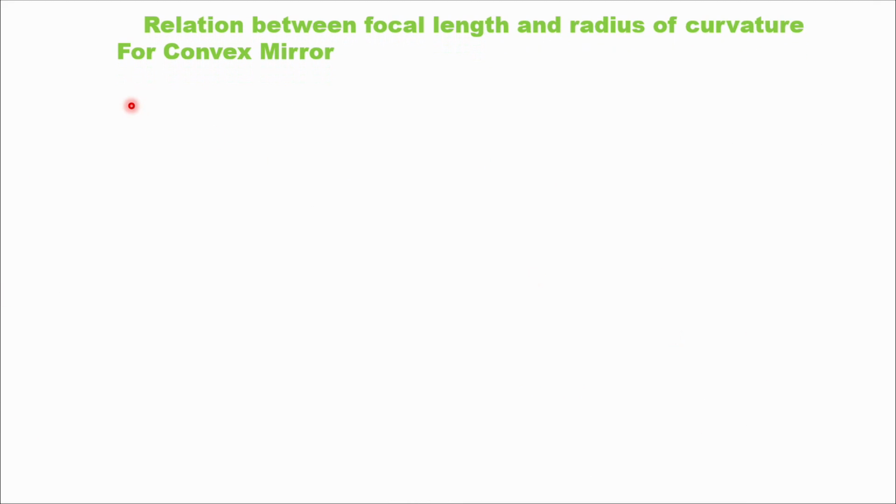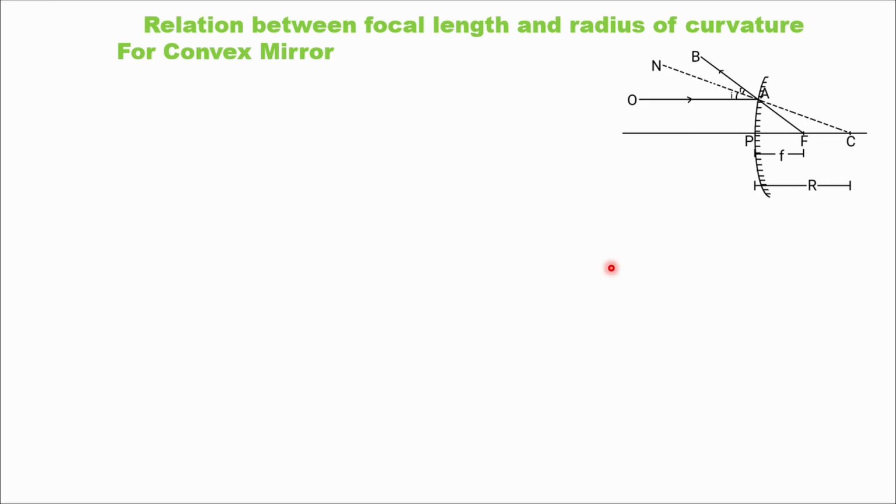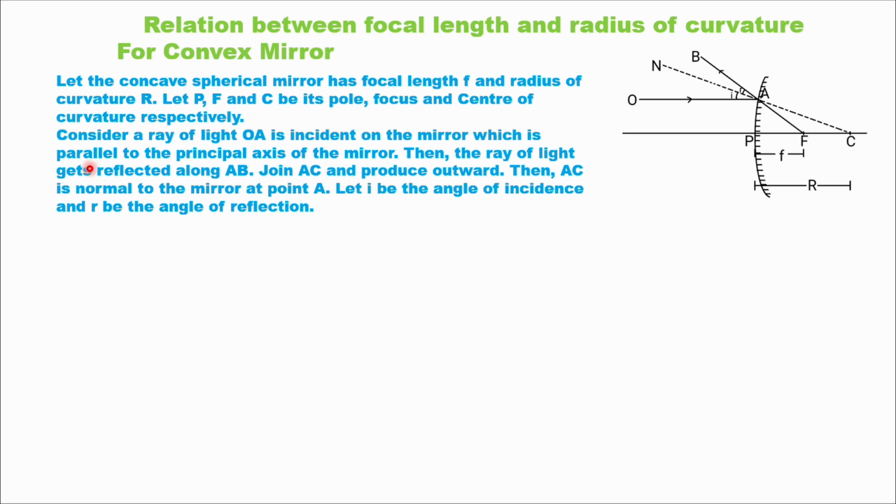Now let us move to the relation between focal length and radius of curvature for a convex mirror. Same thing, everything is the same, only the diagram is slightly different. Just observe this diagram and that diagram. So this is the convex mirror. Consider a ray of light, this OA, parallel to the principal axis. It is incident on the mirror, and the ray of light gets reflected along AB, passing through the principal focus F.